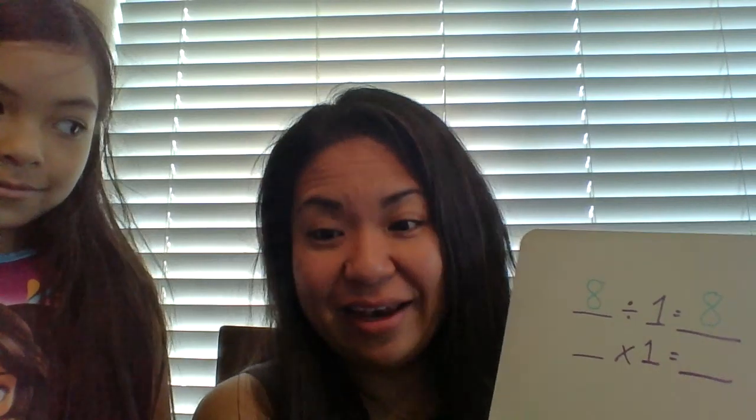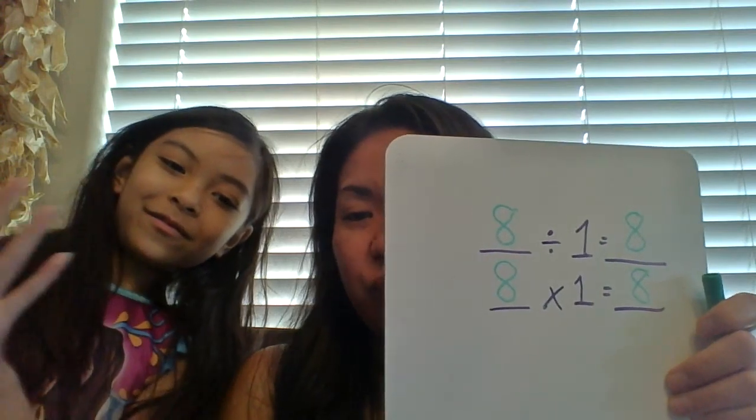Any number divided by 1 equals that number, just like any number times 1 equals that number, right? So Lily chose 8. We're going to just put 8 right in there. 8 times 1 equals 8. That is the first rule of dividing by 1.